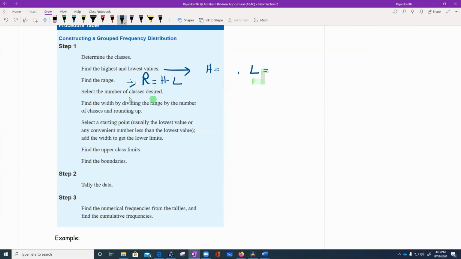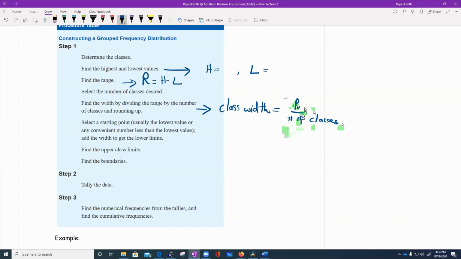Then you are fixing the class numbers. Suppose you know the class numbers, so you should find the class width. The class width is nothing but range over the number of classes. This R you already have found, no? From the previous two steps. Once you know the R, the range, simply divide the range by the number of classes. So you will get one number.